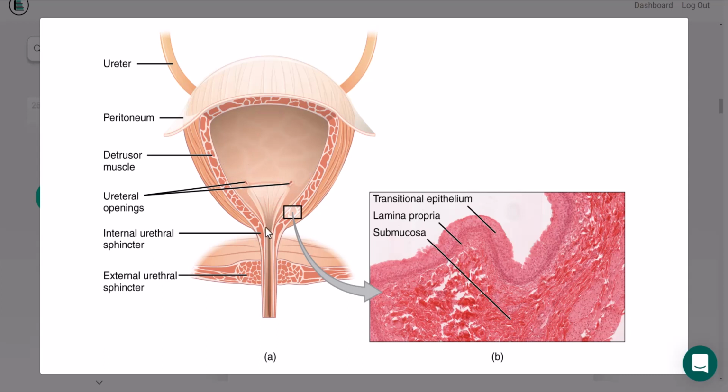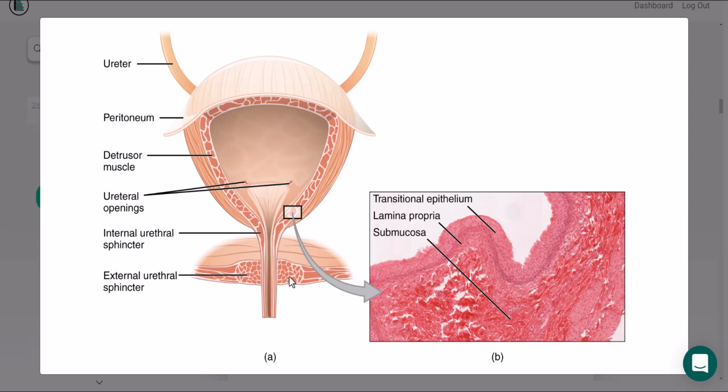Just like the anal region, there are two sphincters involved. First, there's an internal urethral sphincter. You guessed it, it's smooth muscle. It's a continuation with the detrusor muscle. Then, beyond that, there's an external urethral sphincter.